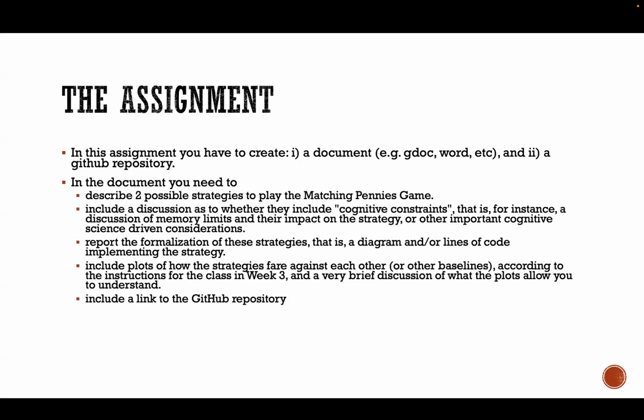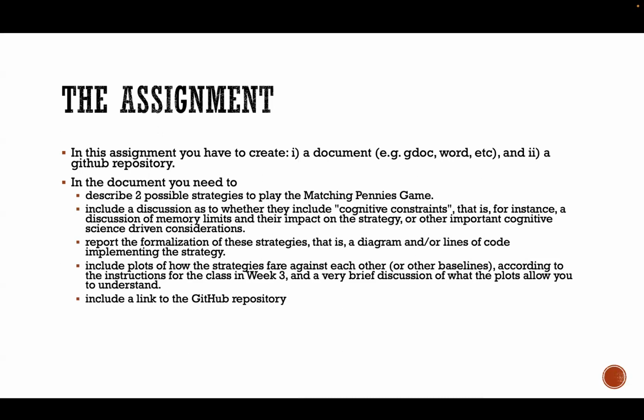Report the formalization of these strategies. That is a diagram and/or lines of code. Actually, diagrams of your models are a very good skill to learn how to build, because they make your papers and reports much more understandable for whoever needs to read them, be it your boss or your censor. And you need to include plots of how these data generating processes fare against each other, since there are two, or against other baselines if you want. And a very brief discussion of what the plots allow you to understand.